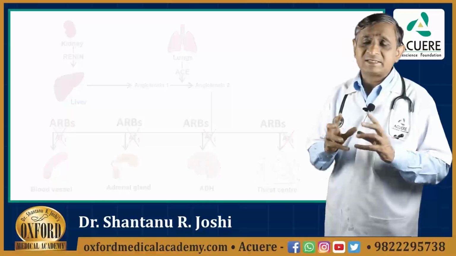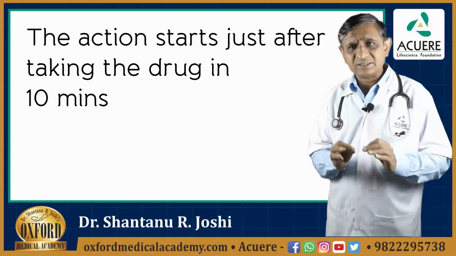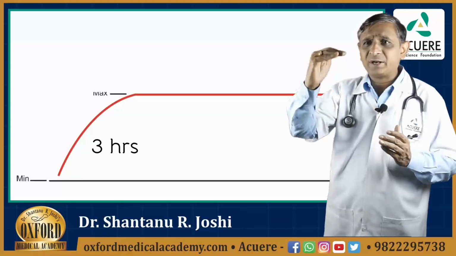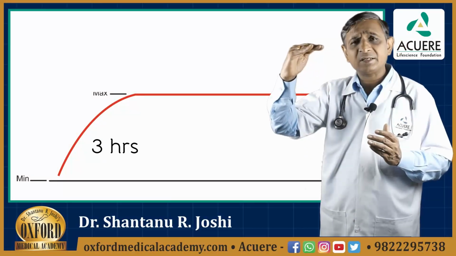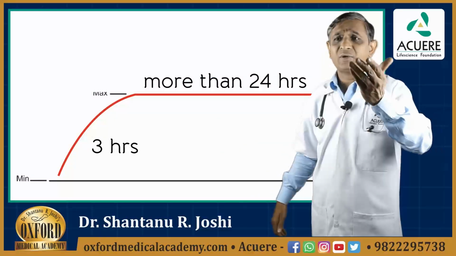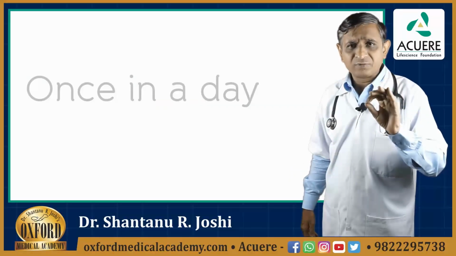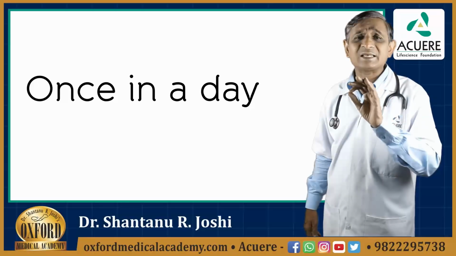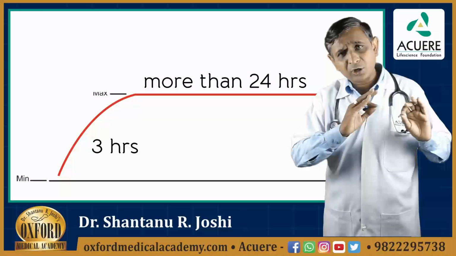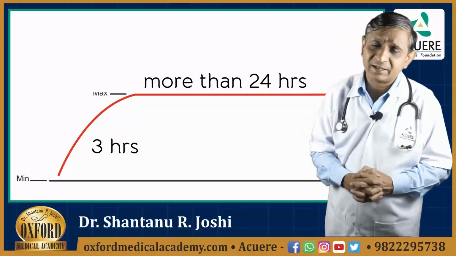Going into the details, telmisartan is orally effective. The action starts just after taking the drug, say in 10 minutes. The maximum action of the drug will be observed within 3 hours. It will continue the action for more than 24 hours. And that's why the doses of telmisartan are always once in a day. Once given, telmisartan works for 24 hours. This is what we call round the clock protection observed with telmisartan.